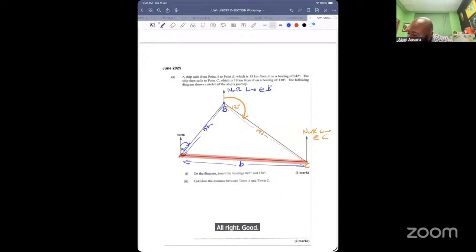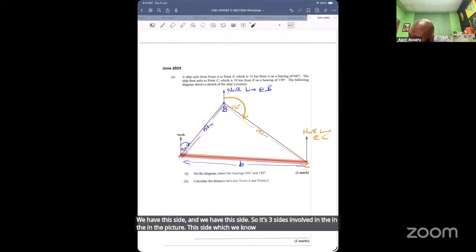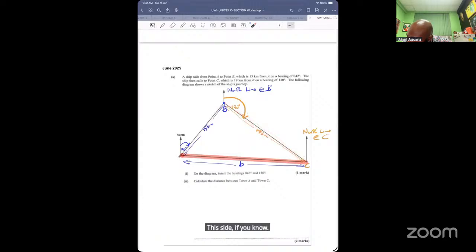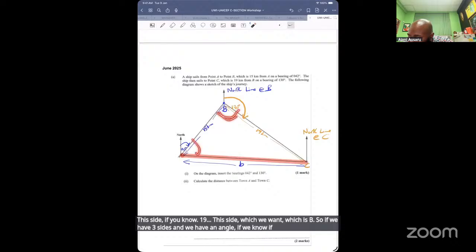So what do we know? We want b, which is this. What do we have? We have this side, which is 15, this side, which is 19, and this side, which we want, which is b. So if we have two sides and we can find the included angle, then we can apply the cosine rule, right or wrong?